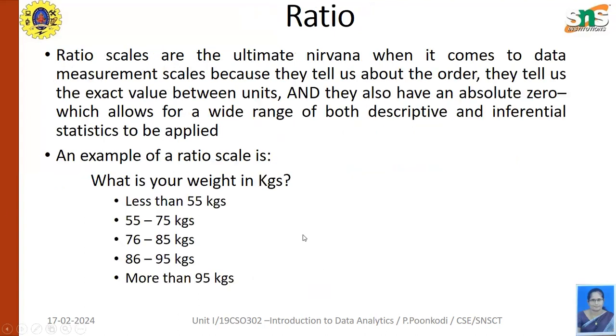The next one is ratio. Ratio is the ultimate nirvana which comes with the data measurement scales. For example, you can consider: what is your weight in kg? Less than 55, 55 to 75, more than 95. This is the case. It will just mention the ranges between the ratios, like for example our grading system. If you get a mark from 95 to 100, you will get an O grade. Like that.